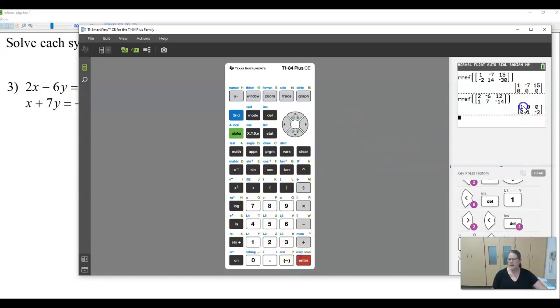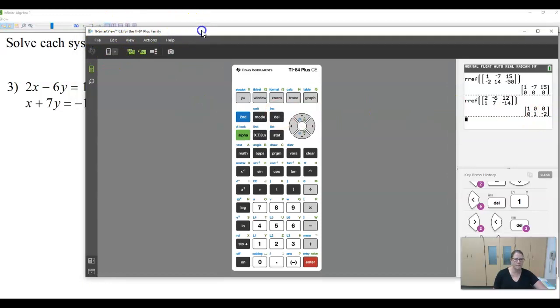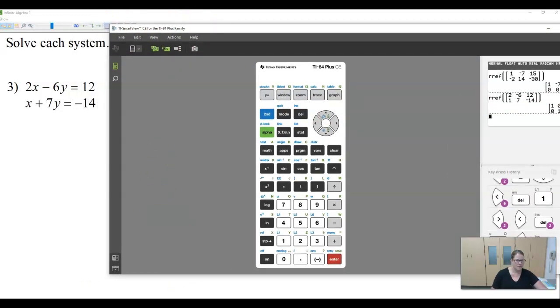Alright, so again, it gave me the 1s and the 0s, 1 in the x place, and then the 0 is 1 in the y place. So this looks like x equals 0 and y equals -2. So it has one solution. So let's grab again here. X equals 0, y equals -2. Okay.